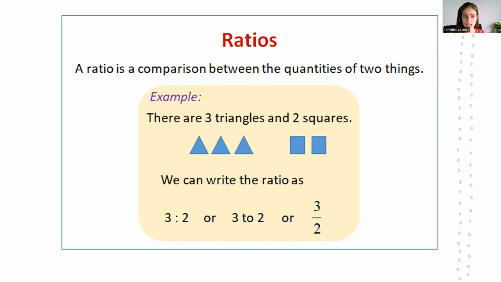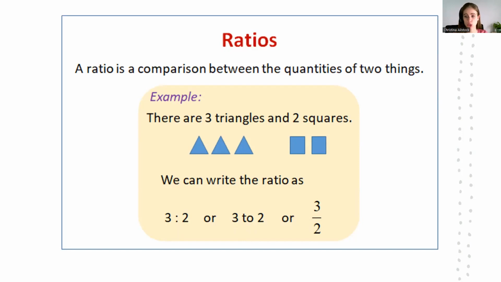There are 3 different ways that we can write a ratio. We can write it using a colon, we can write it in word form using the word to, or we can write it as a fraction. The most common ways that you'll see it are either with a colon or with a fraction.